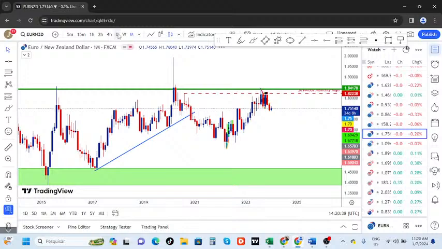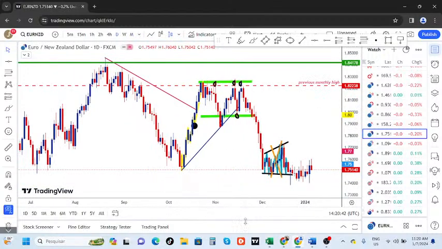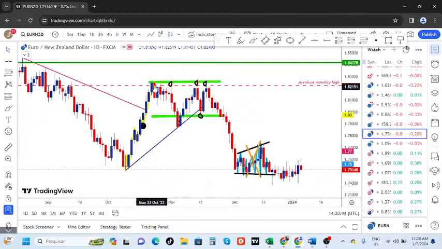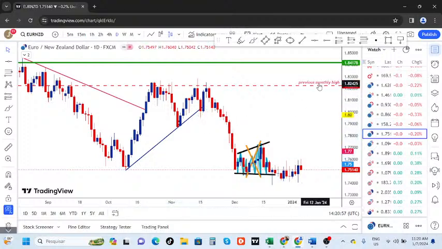Back in time, I need to take all of this stuff out. I was giving a class on other platforms, that's why I have the drawing. So let me take it out. Okay, that one can stay. Previous monthly high right here.